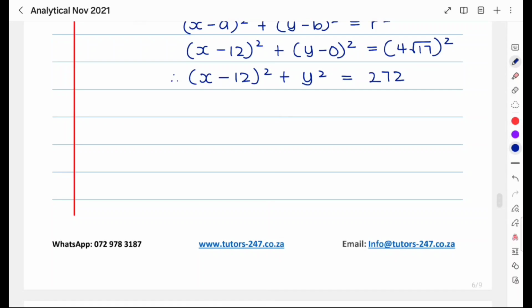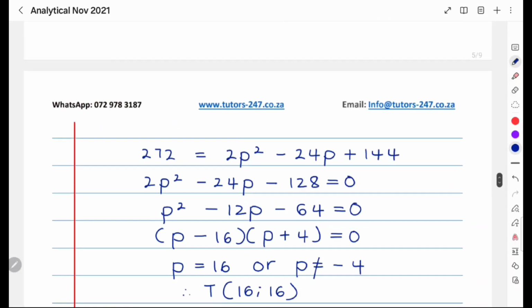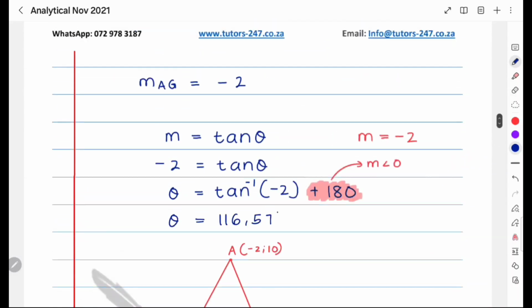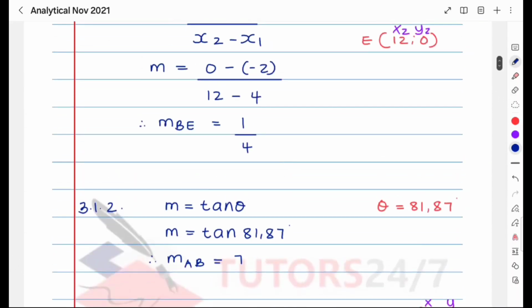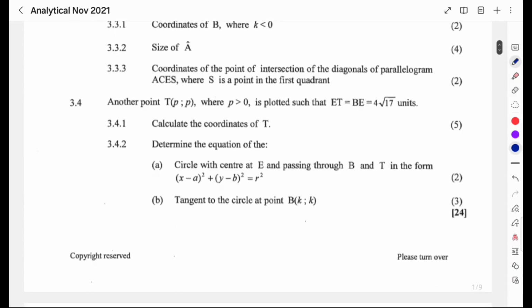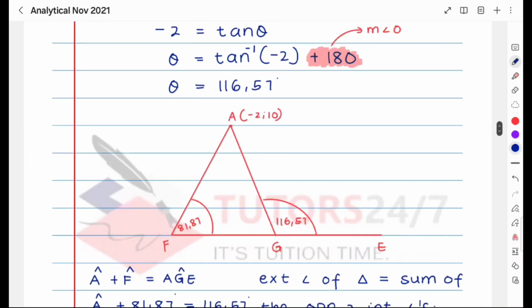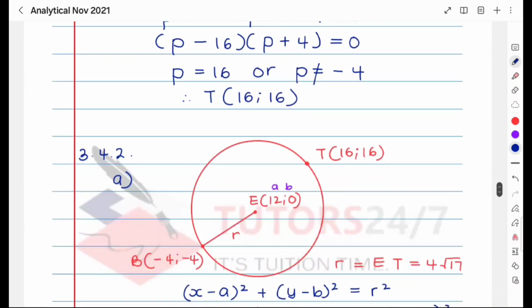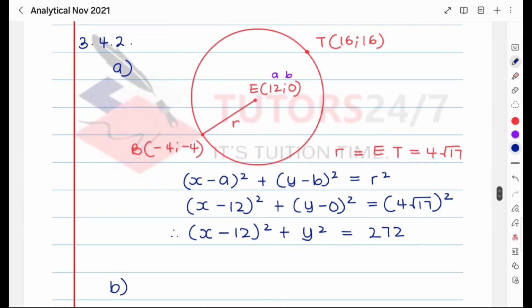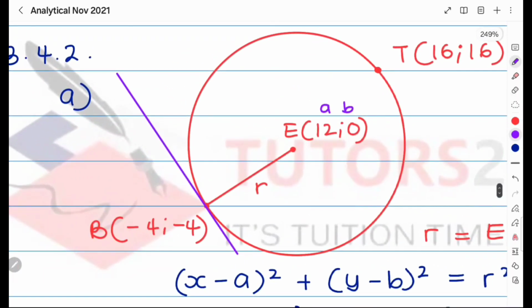Next, let us have a look at question B. Question B states: determine the equation of the tangent to the circle at B. So if we need to determine the equation of the tangent to the circle, let us draw a quick tangent. So this is the tangent line.